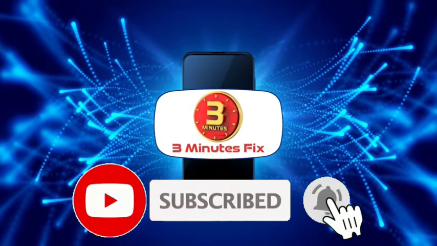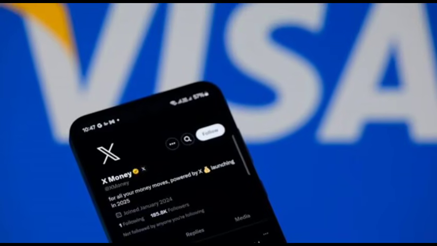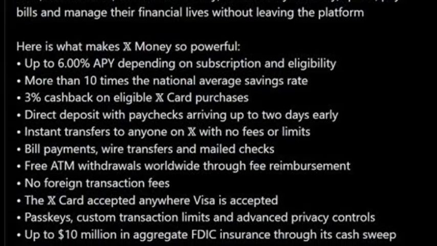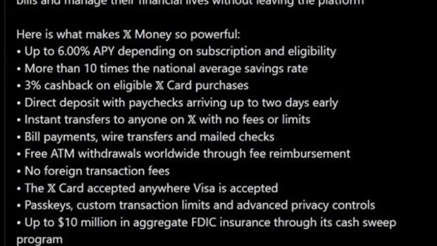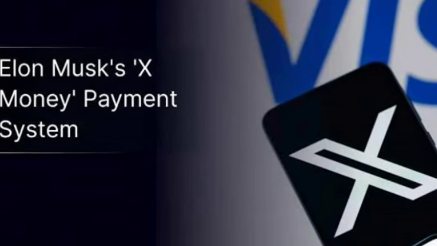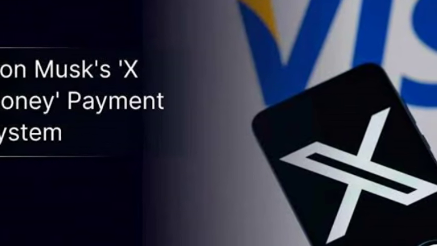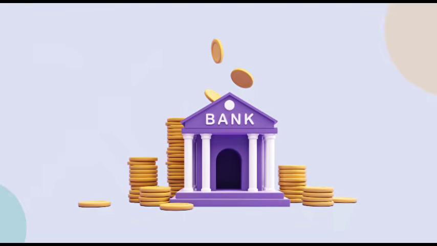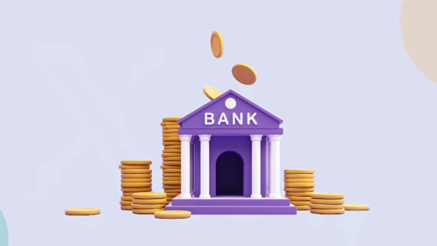Let's get started. X Money offers features like up to 6% APY, 3% cashback, and instant P2P payments on X. Because X Money is a financial service integrated with Cross River Bank, opening an account involves identity verification steps required by financial regulations. Before getting started, make sure you meet the basic eligibility criteria.